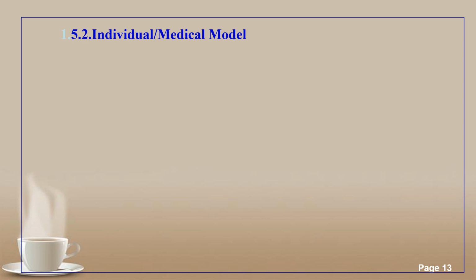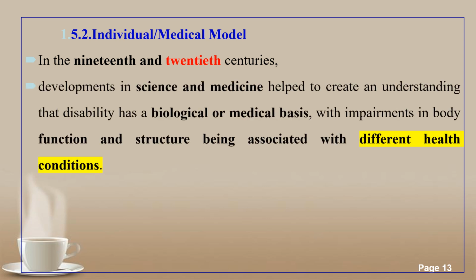Another model is the individual or medical model. This model evolved in the 19th and 20th centuries. It is talking about development in science and medicine helping to create an understanding of disability, as biological or medical based, which means impairment in body function and structure being associated with different health conditions.